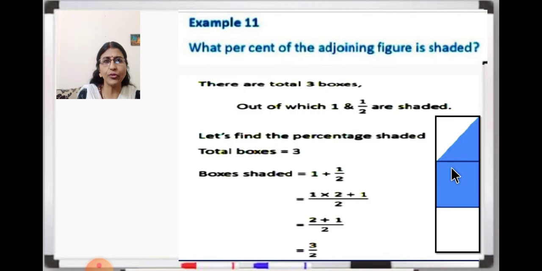So what we will do, because the total boxes are 3, first we will convert this 1.5 into an improper fraction, and you know how to convert it into an improper fraction. This is the method given: 1 multiplied by 2 plus 1 upon 2. You multiply and then add, divided by 2. So you will get 2 plus 1, 3 upon 2. That means 3 upon 2 part is shaded.